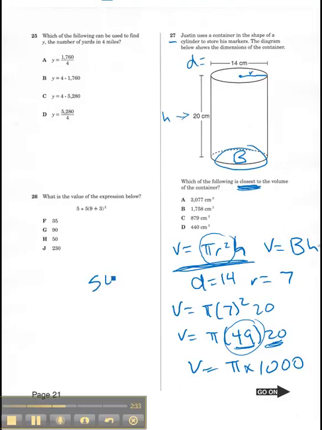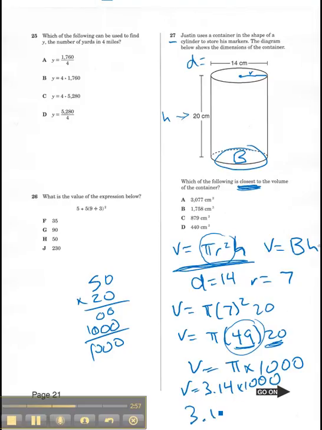Let's do it off to the side. Just 50 times 20. So pi times 1,000. So V equals 3.14 times 1,000. If we're multiplying by 1,000, we can move the decimal 3 places to the right. So 3.14 times 10 would be one place, times 100, times 1,000, add a 0. So approximately 3,140 cubic centimeters.